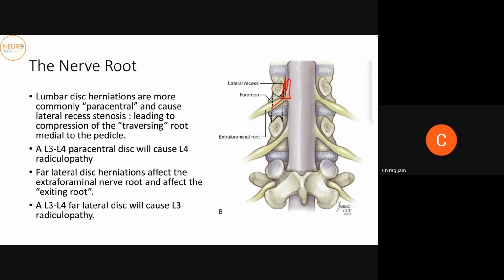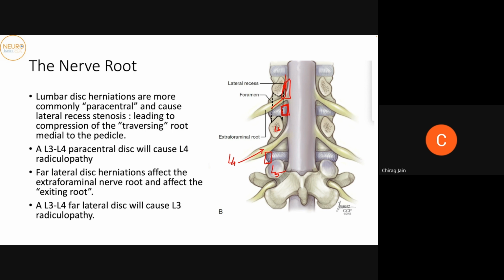In lumbar disc herniations, herniations happen most commonly paracentrally, in this region. This is a paracentral disc herniation. Now, disc herniation can also happen far laterally over here. A far lateral disc herniation will affect the nerve root that is exiting at that level. If this is the L4 pedicle and this would be the L5 pedicle, the exiting nerve root at this level will be L4. So this is the L4 nerve root. The far lateral disc will affect the L4 nerve root.